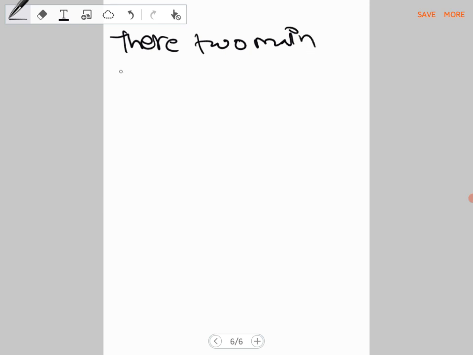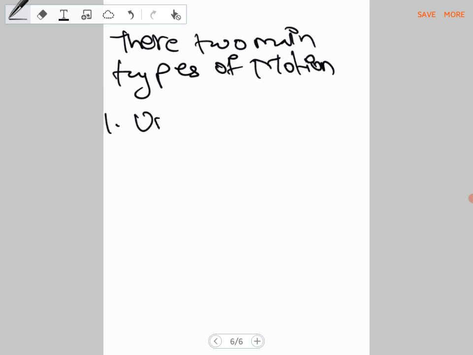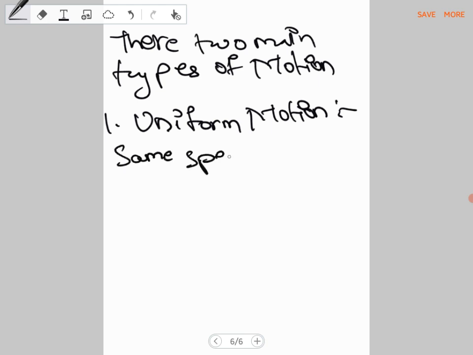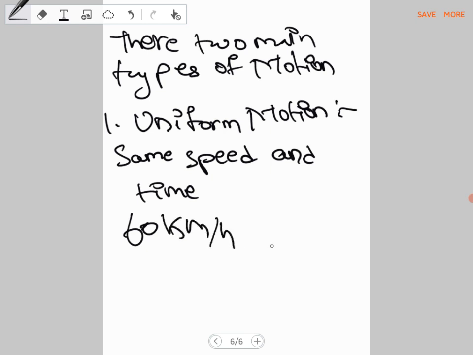And I forgot to tell you there are two main types of motion. These are uniform and non-uniform motion. First of all, what is uniform motion? Uniform motion is a type of motion that occurs in same speed and time. Example, a car moving at 60 kilometers per hour in the same path.